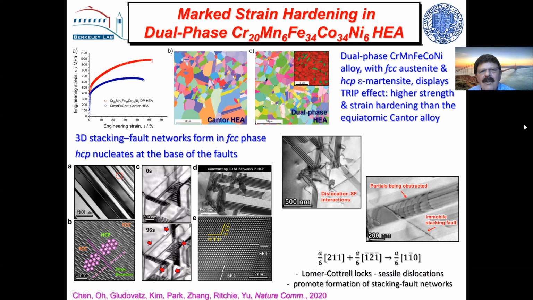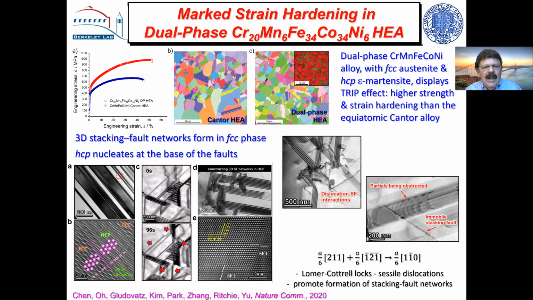Here is the dual phase system. It's a nominal Cantor type alloy, not quite equiatomic, of course. And the dual phase system has an epsilon martensite as well as the FCC austenite, and you can see this. The martensite's harder, it elevates the strength, it elevates the strain hardening, so this should be a tougher material.